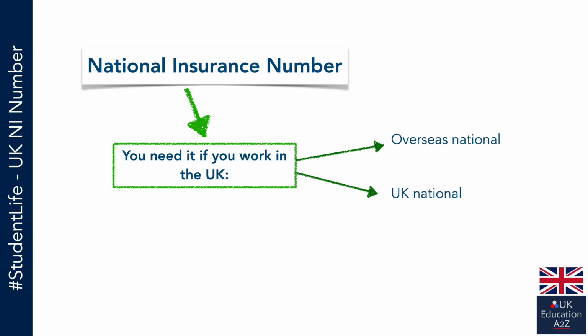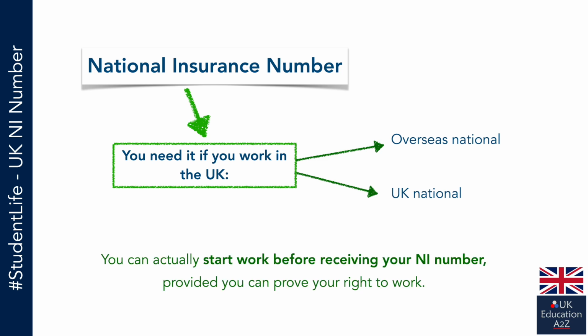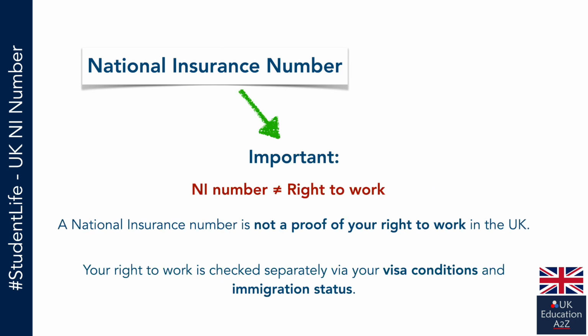You need to apply for a national insurance number if you work in the UK. It doesn't matter whether you are an overseas national or a UK national. Everyone who wants to work in the UK will need one. You can actually start work before receiving your national insurance number, provided you can prove your right to work in the UK. It is also important to note that your national insurance number is not a proof of your right to work in the UK. Your right to work in the UK is checked separately via your visa conditions and your immigration status.